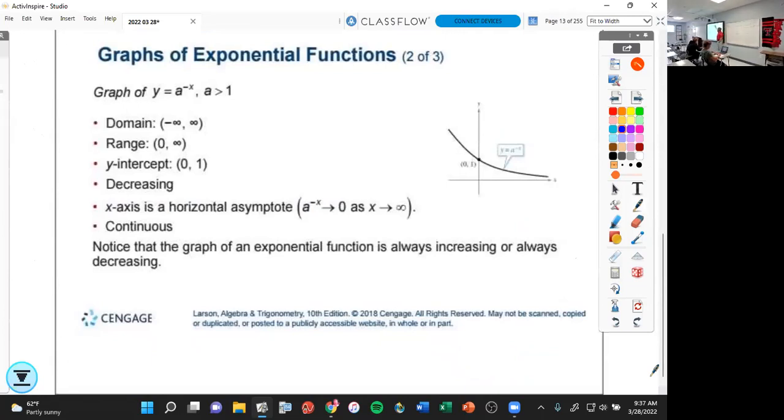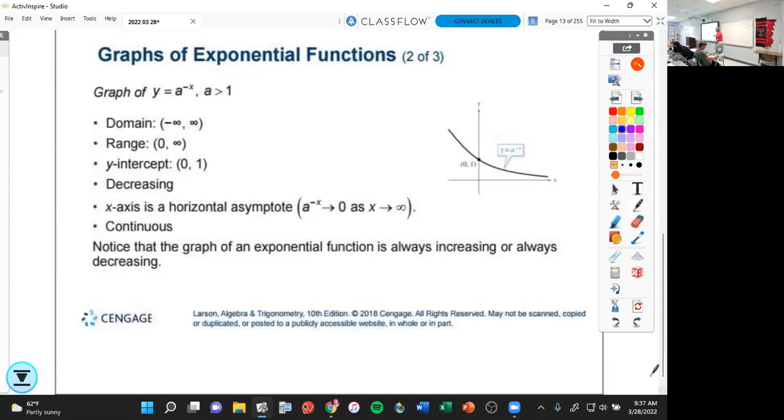So over here, it's getting bigger as you go to the left. But as x increases, it's approaching 0. Domain is the same. Range is the same. Y-intercept is the same. On both functions, the y-intercept was (0, 1), right? When your exponent is negative, it's going to be decreasing. The x-axis is a horizontal asymptote. It's continuous.